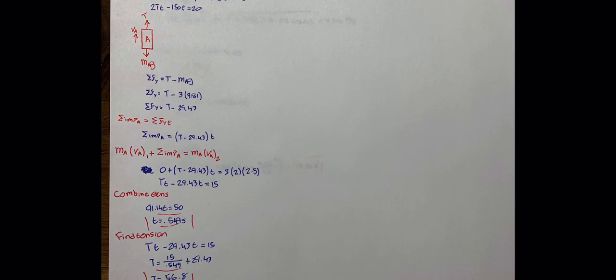And then the sum of the impulses of A is equal to the sum of the forces times time, which is T minus 29.43 times time. Using a similar equation to the one above, we can plug in for our knowns and get that T is equal to 0.54 seconds. And using a similar equation, we just plug in and find that the tension in the ropes at the same time is 56.8.